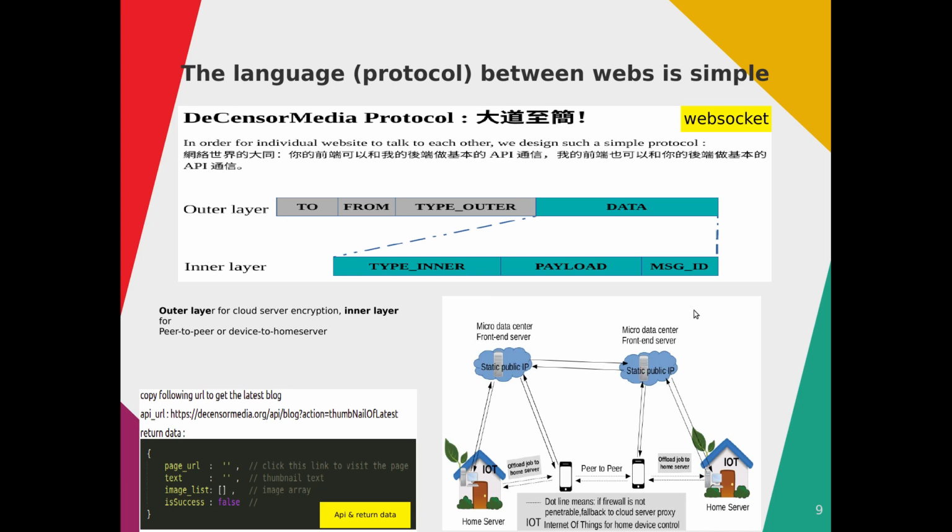The language protocol between the websites is simple. As you can see here, for the web sockets we make it two layers. One is the outer layer, and data is at the inner layer. The outer layer is meant for cloud server encryption, so the cloud server can know where the signal goes to and comes from, and also what type of signal it is. And the data layer, we call it the inner layer. It's only visible to the home server, peer, and device. So in this way, we can further secure our information.